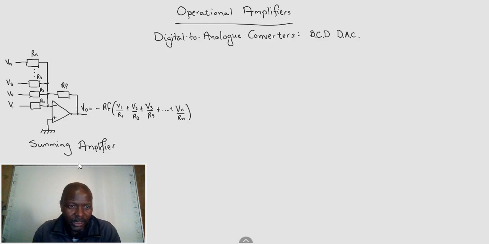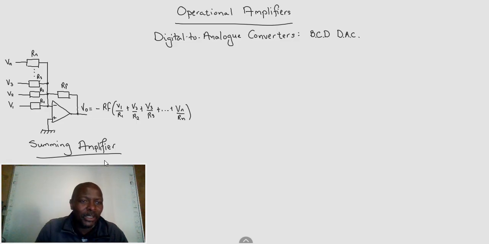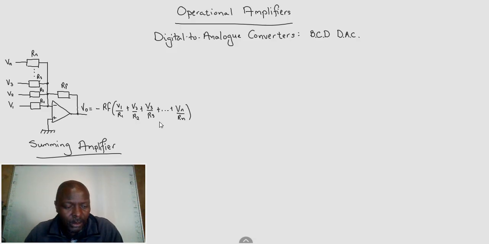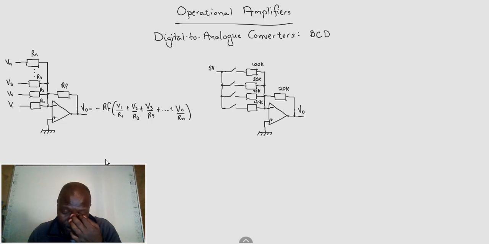We should not forget that this is where we stepped out of. We're still busy with the operational amplifiers, with the summing amplifier. But now we're looking at the BCD DAC. We looked at the one type. Before I do this, the one type that we had was this type.